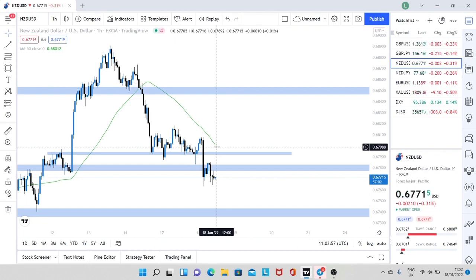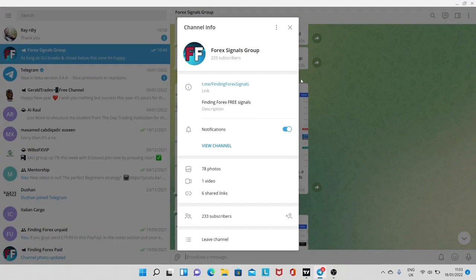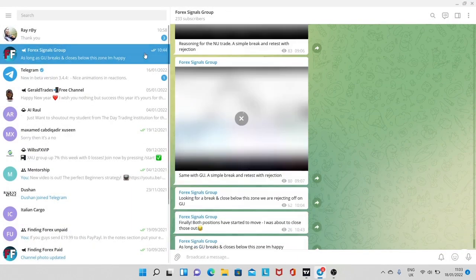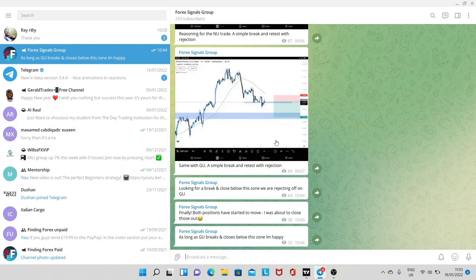Anyway, what I wanted to do is the announcement. If you are a beginner and you're looking to trade, I have you covered. This is my free Forex group signals. Essentially, what I do in here is I send all of my signals in this group, and I send take profits, I send stop losses, I send analysis, all in this group here.